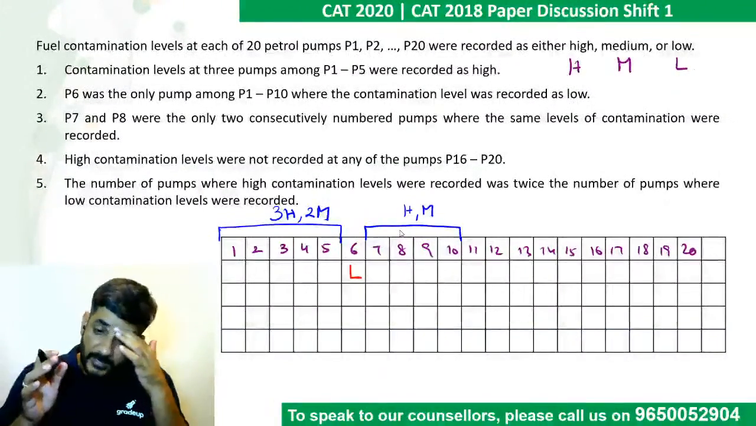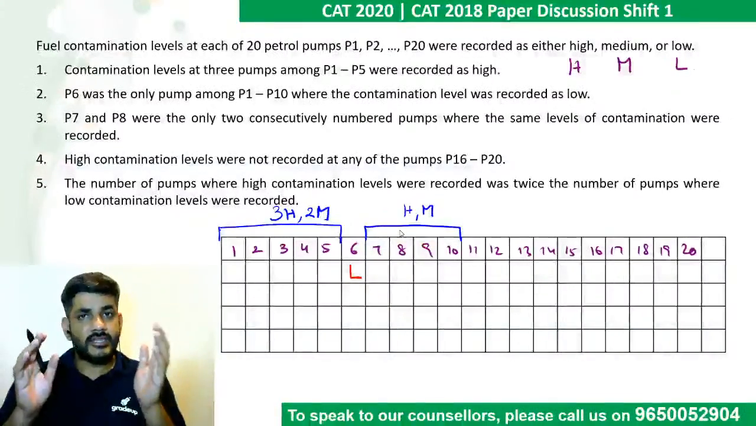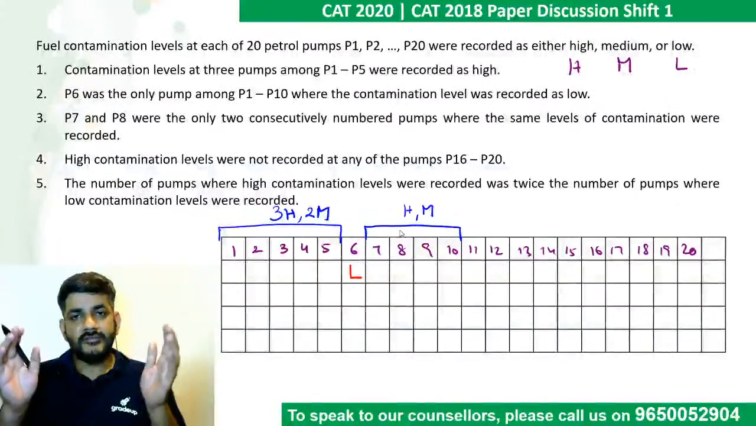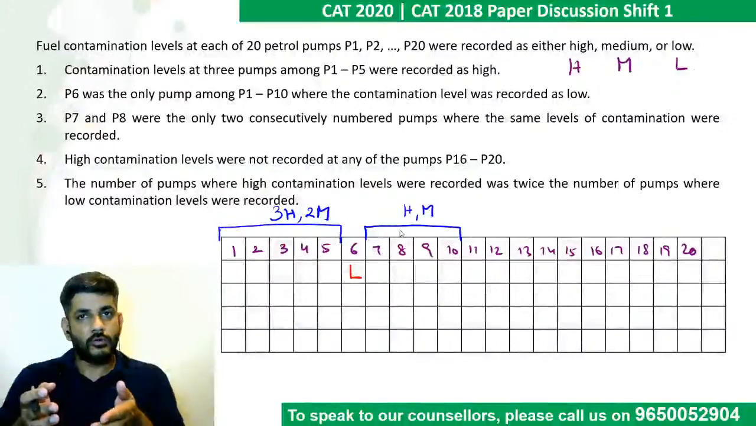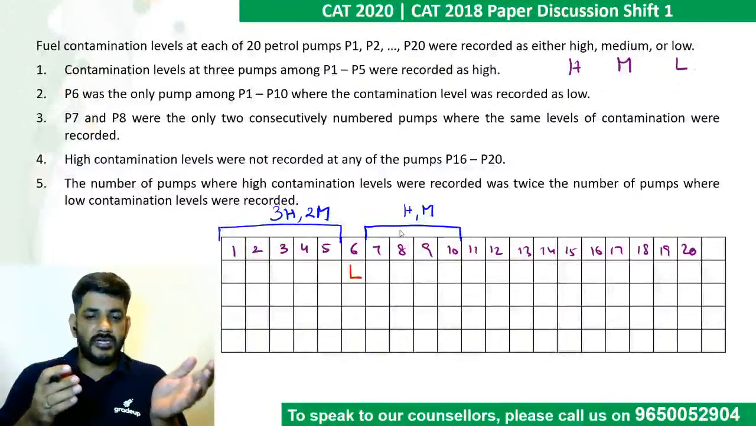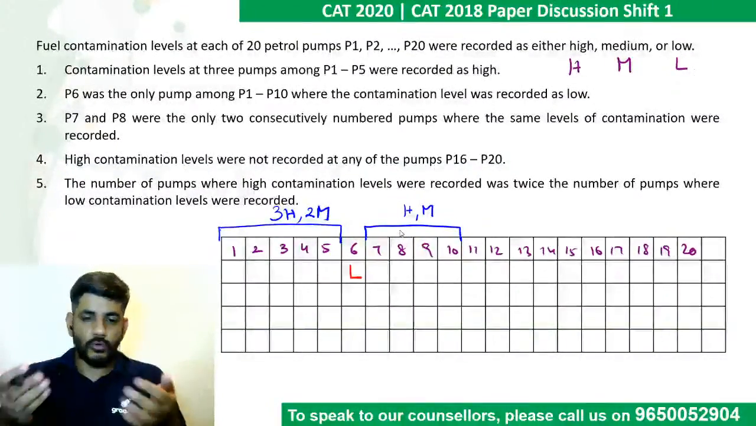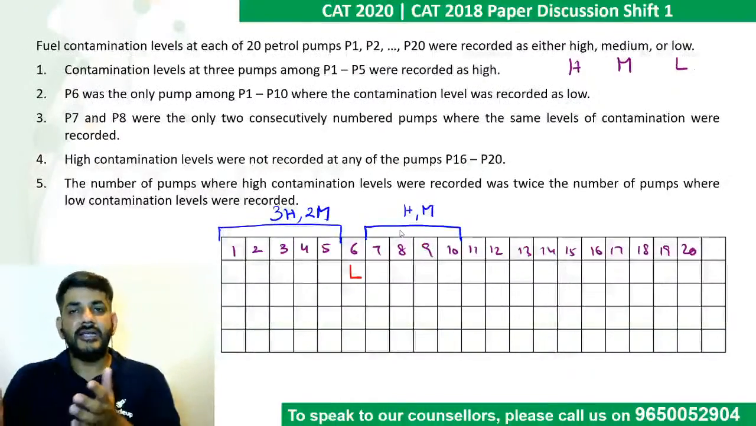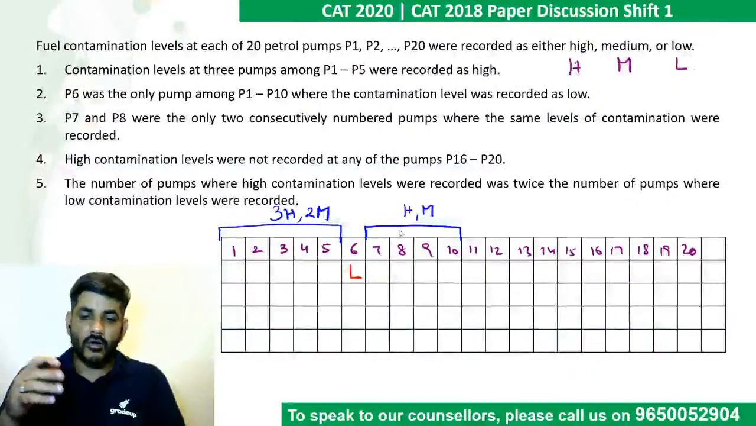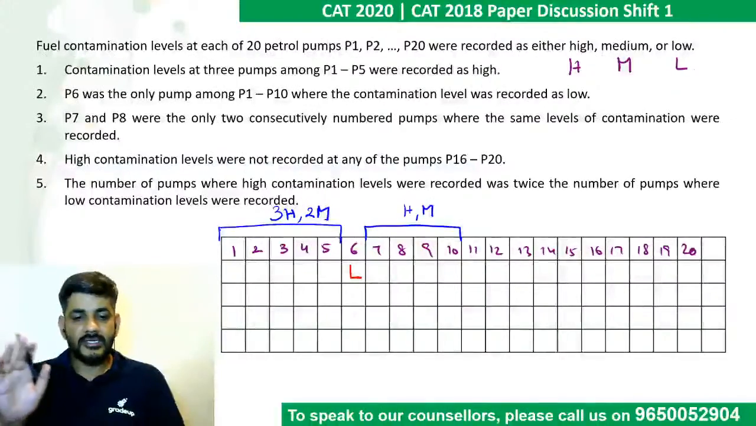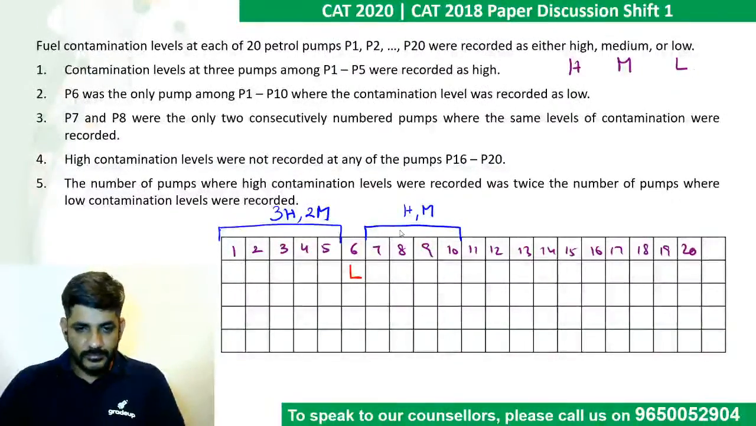In the first 5, you will see question was saying 3 are high. And then he said in the first 10, 6 is the only one with low. So in the first 5, 3 are high, the other 2 must be medium. Low is not there. And 7, 8, 9, 10 cannot be low. So they would be either high or medium. Nothing else can be there. That is given to us in the question. Okay, let's come to the third one.